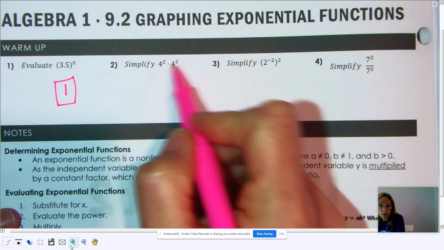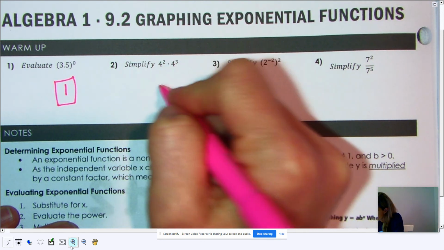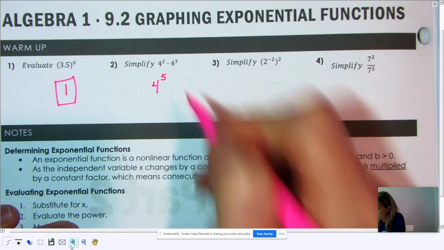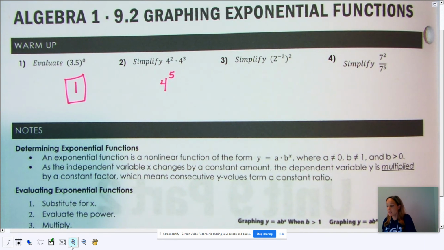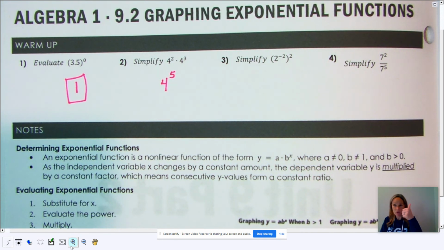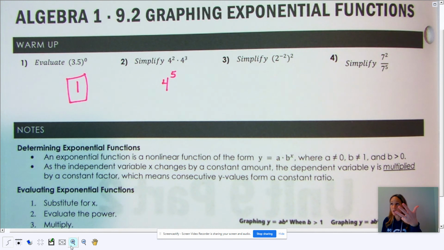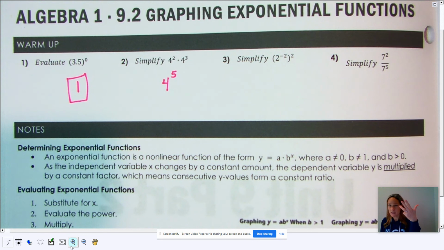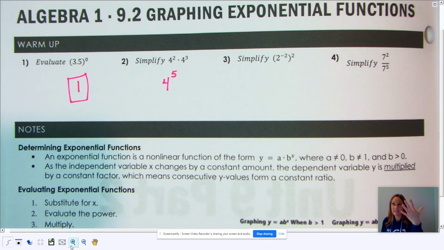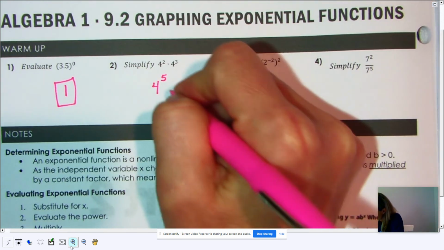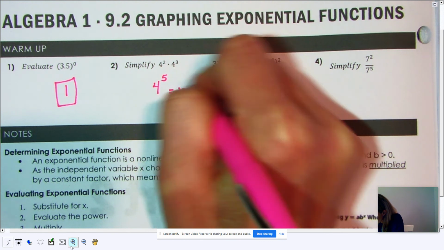If we've got 2 4s being multiplied by 3 4s, then that means that we have 5 4s being multiplied all together. And we know that 4 times 4 is 16, times 4 is 64, times 4 is 256, and times 4 is 1024. 1024. Couldn't have been a little one, could it?